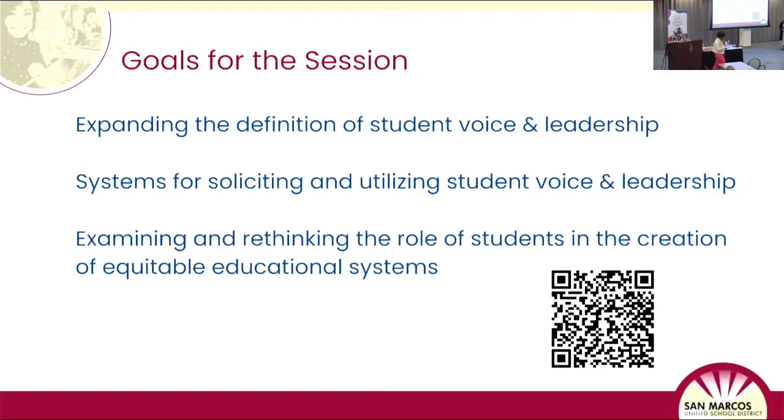So let's talk a little bit about our goals for the session. First is to get you to think a little differently about student voice and leadership. Secondly, we'll talk about ways that you can solicit and utilize student voice and leadership in your district. We will talk to you about both a district-wide as well as a school-wide lens. And lastly, examining and rethinking the role of students in the creation of equitable educational systems. We've been on a journey in San Marcos. We continue that journey, but we're really fired up about student leadership and student voice and the types of things it can do to really transform your district.